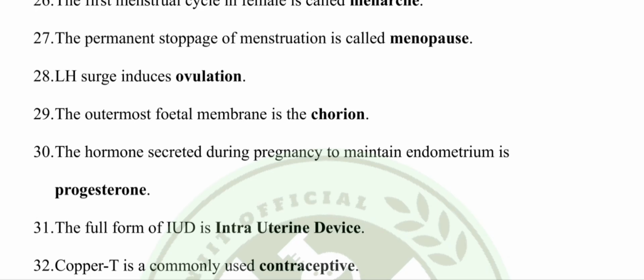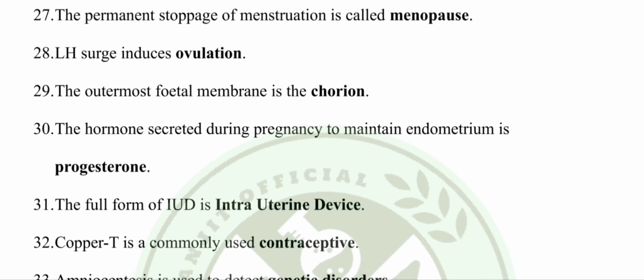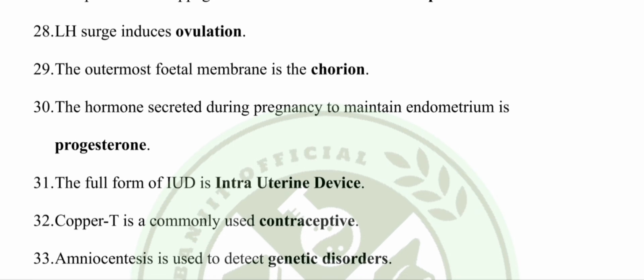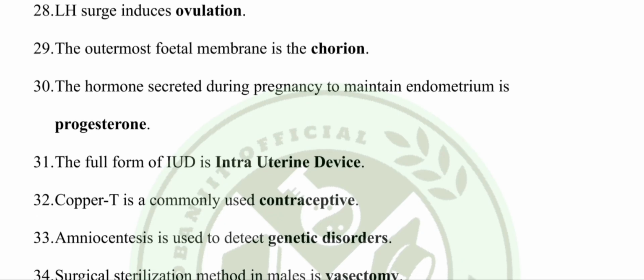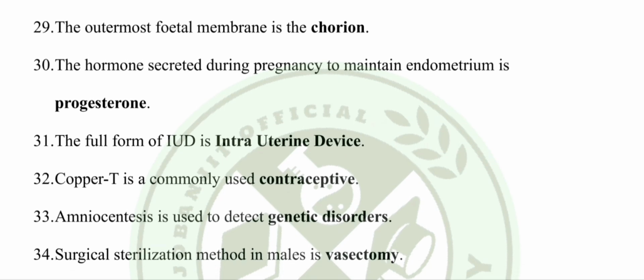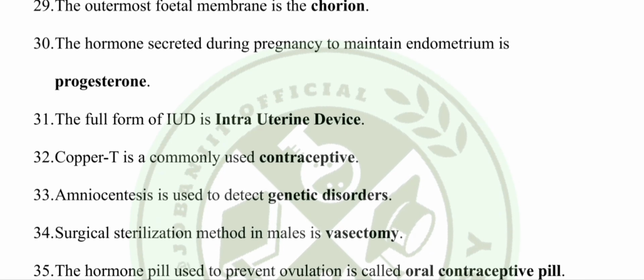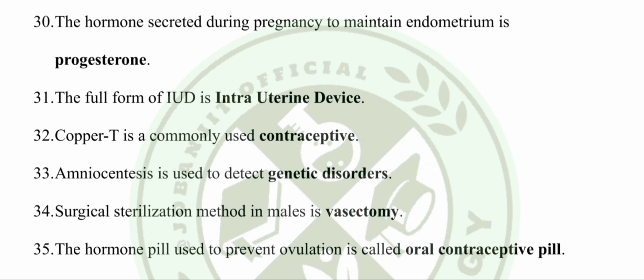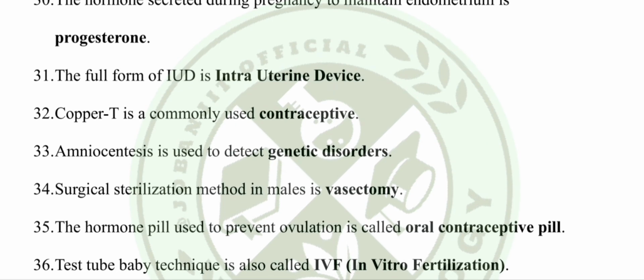27. The permanent stoppage of menstruation is called menopause. 28. LH surge induces ovulation. 29. The outermost fetal membrane is the chorion. 30. The hormone secreted during pregnancy to maintain endometrium is progesterone.